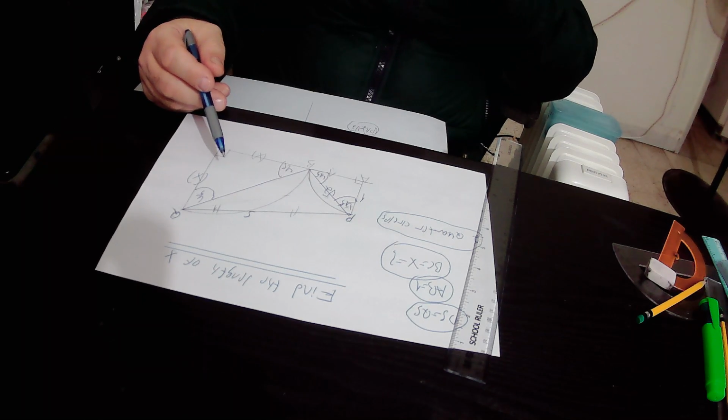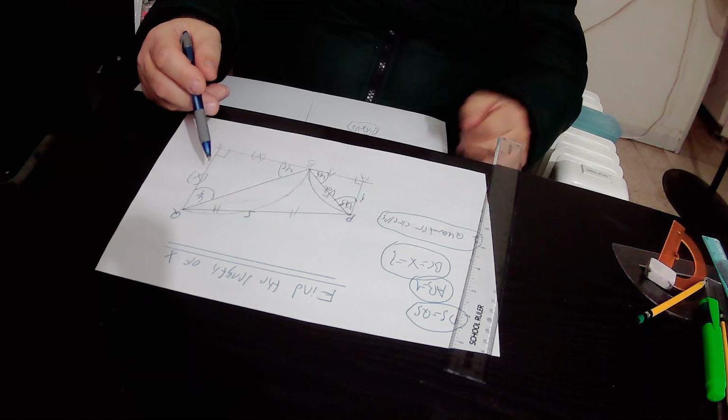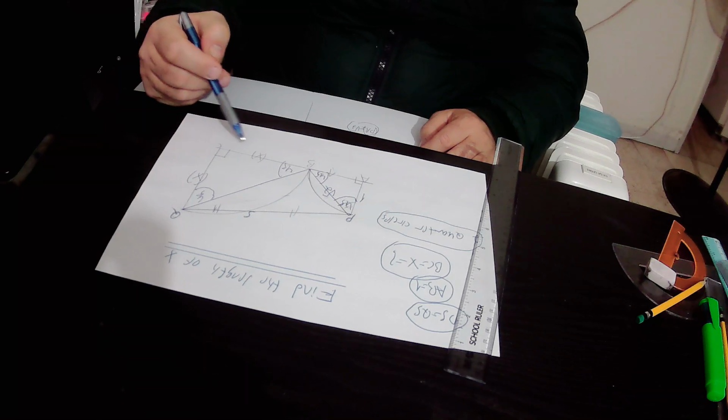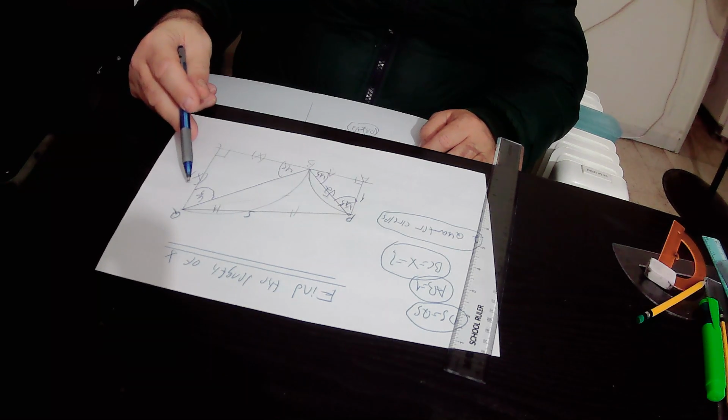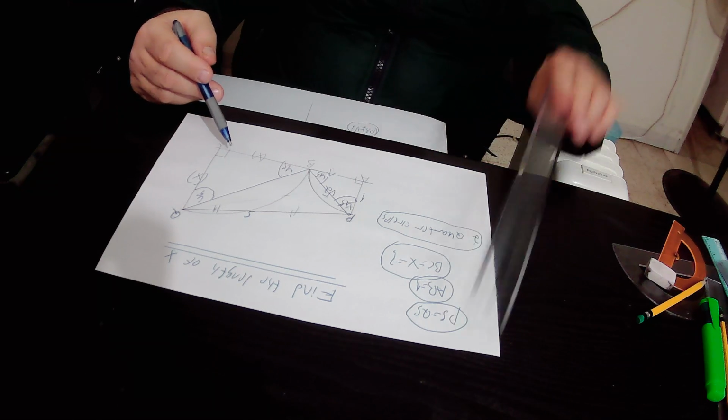Okay. And I'll copy the right triangle QCB in a new page, and we will implement the Pythagoras theorem in this right triangle QCB.